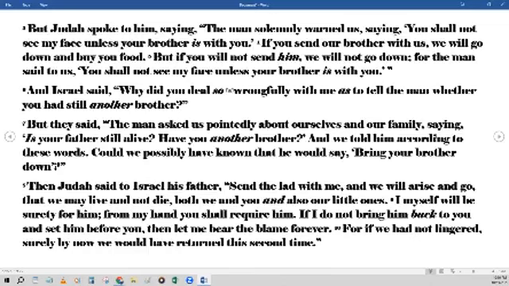Then Judah said to Israel, his father, send the lad with me, and we will arise and go, that we may live and not die, both we and you, and also our little ones. I myself will be surety for him. For my hand you shall require him. If I do not bring him back to you and set him before you, then let me bear the blame forever. For if we had not lingered, surely by now we would have returned the second time.